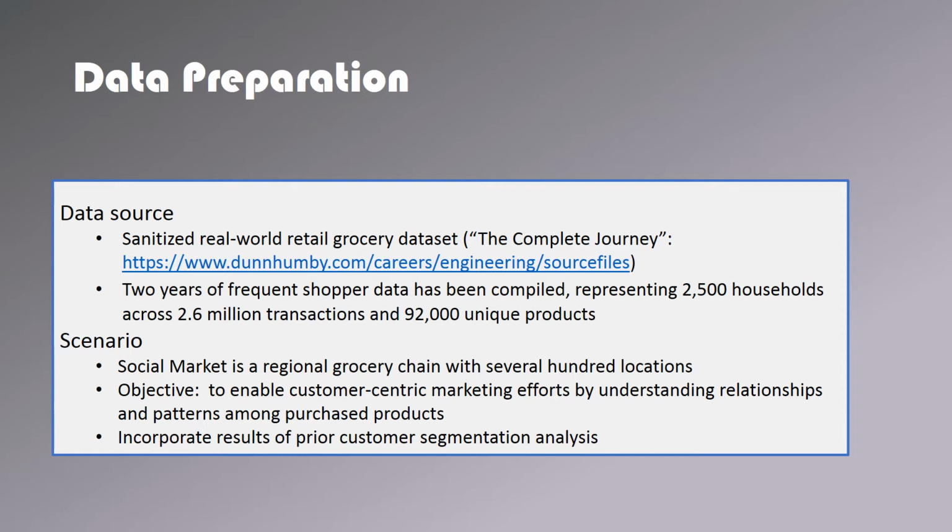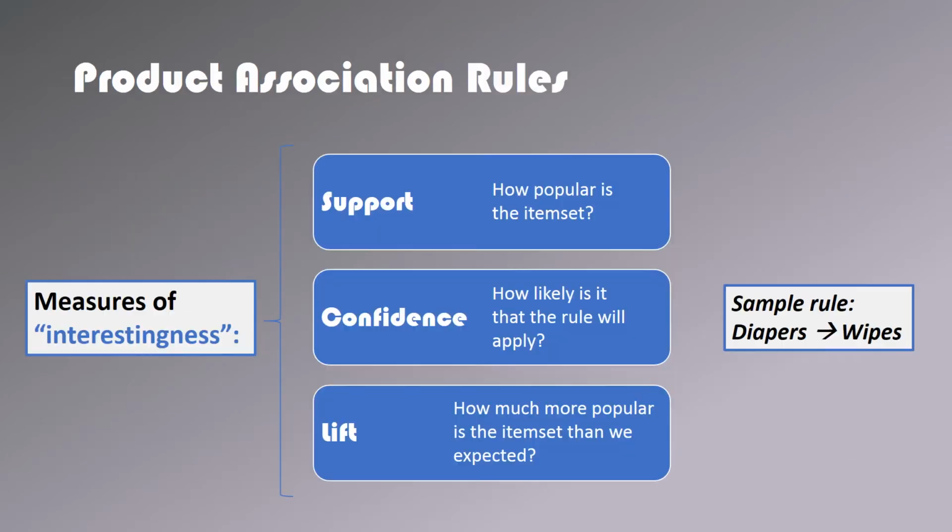The scenario we'll discuss is that of Social Market, a fictional regional grocery store chain with several hundred locations. Social Market is hoping to better understand its customers and to enable customer-centric marketing efforts by better understanding the patterns and relationships among the products that its customers purchase. Social Market also wants to leverage some prior customer segmentation analysis that had been completed in order to understand how product relationships may differ depending upon customer segment.